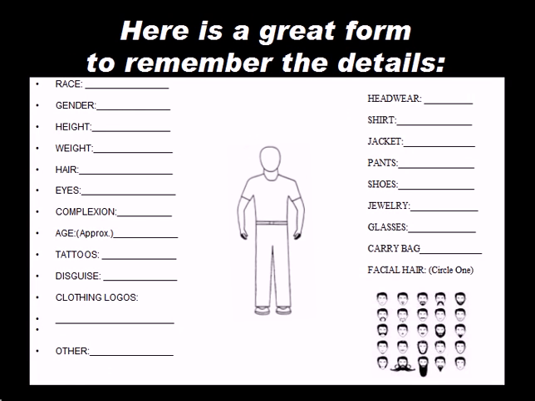Now here's a great form to remember the details. Obviously, it's pretty simple. Some of the things we just covered: race, gender, height, weight, hair, eyes, complexion, age, tattoos, a disguise, clothing logo, headwear, shirt, jacket, pants, shoes, jewelry, glasses, a carry bag, facial hair. Now, facial hair is very important. We're going to get into this in more detail in some future lessons. But I do want to tell you that facial hair changes quite frequently. So you cannot rely on this in a long-term fashion, but on an immediate description it helps tremendously.